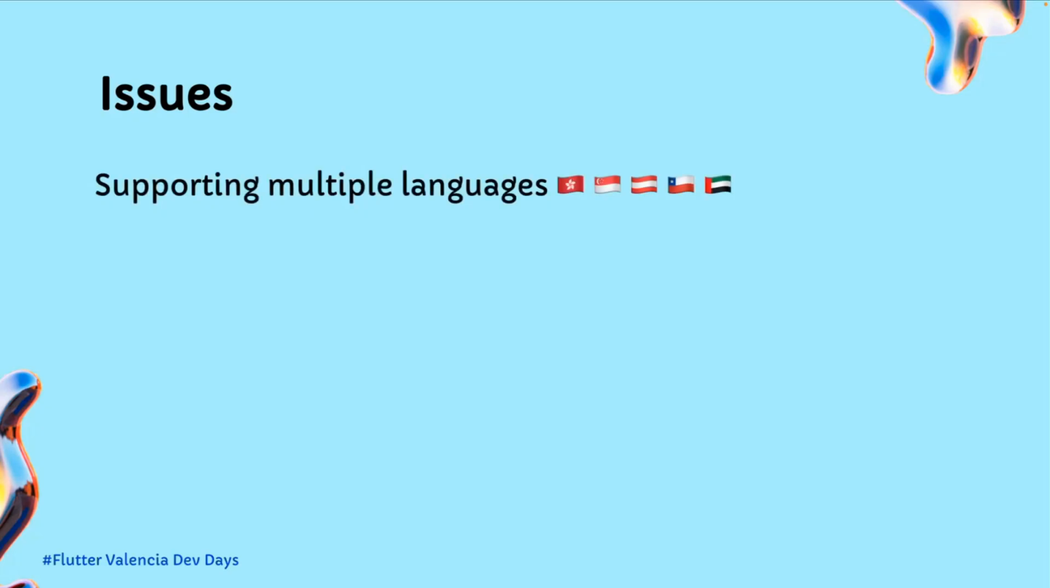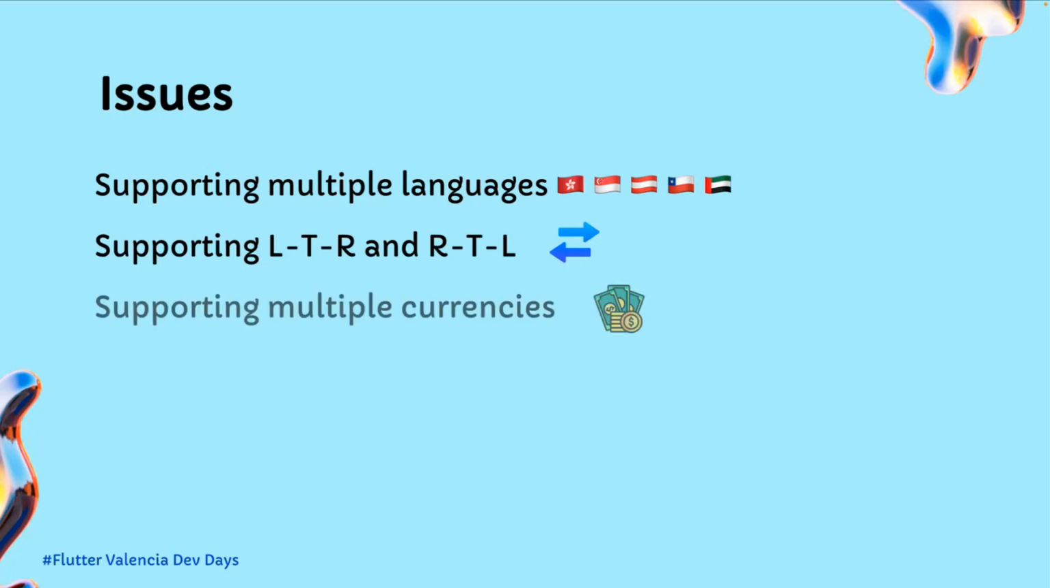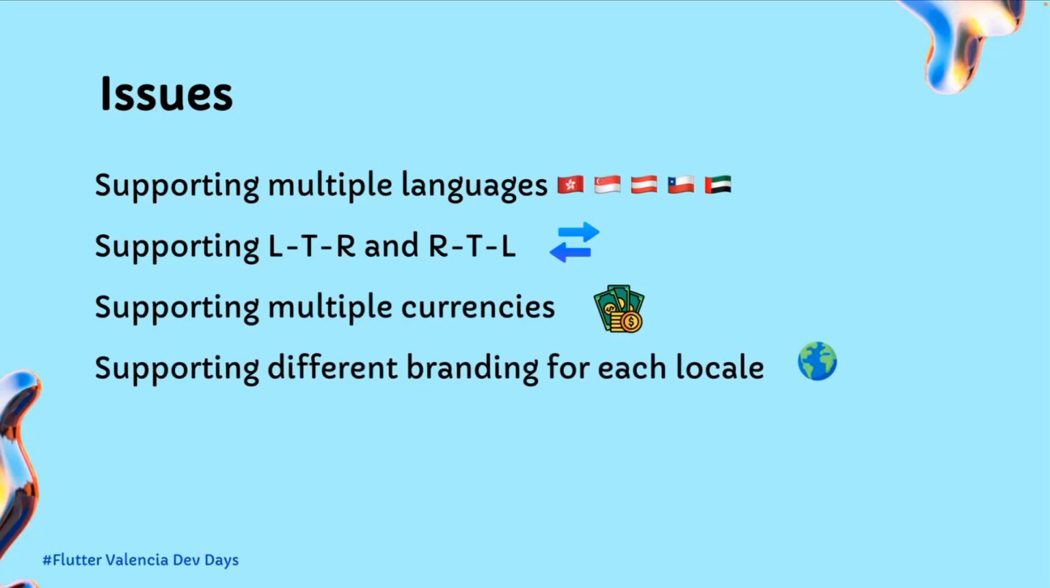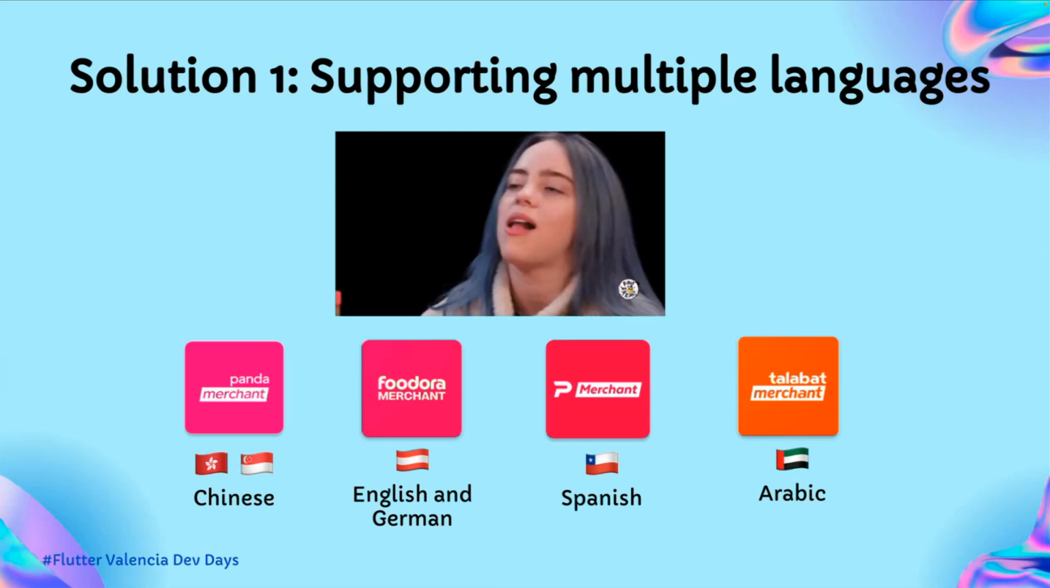First of all, we needed to support different languages. We also needed to support different directionalities with our text. We also needed to support different currencies, and we needed to support different brandings and UIs for each locale. So how did we do that?